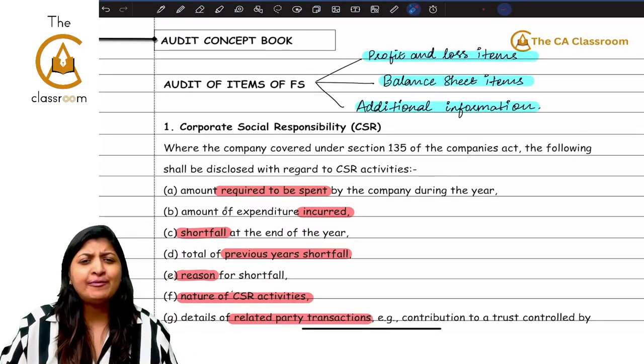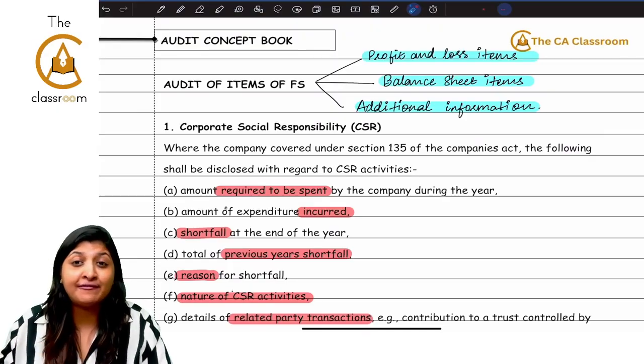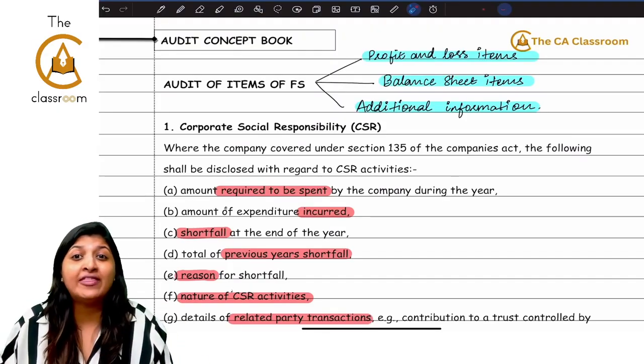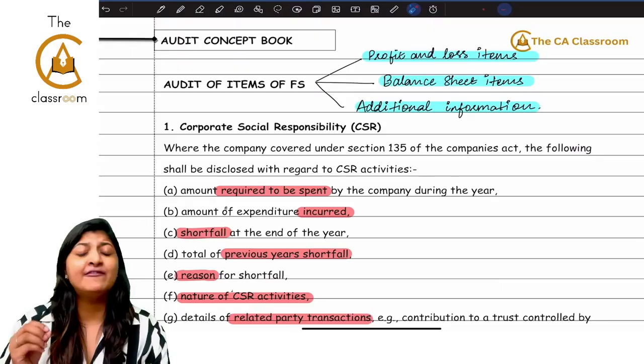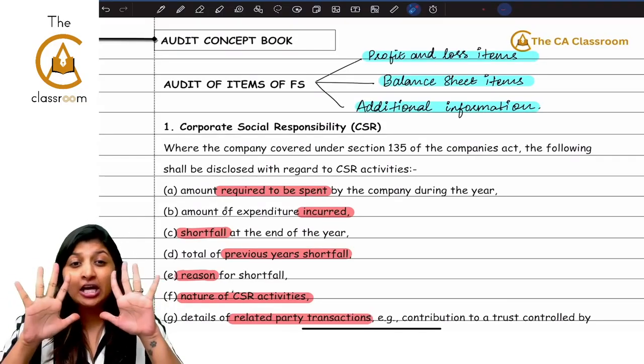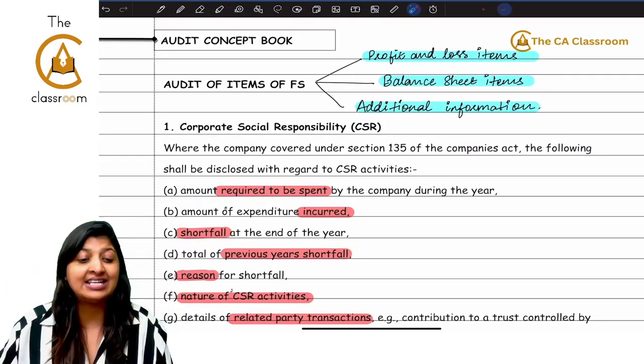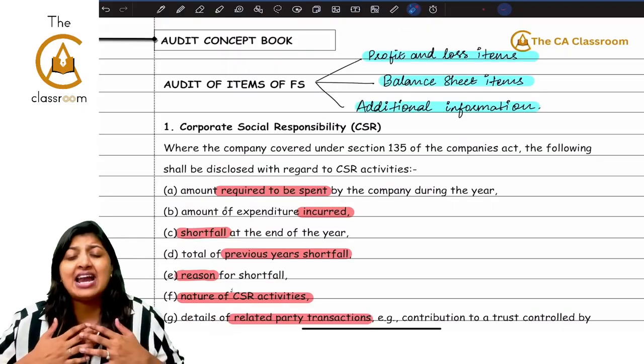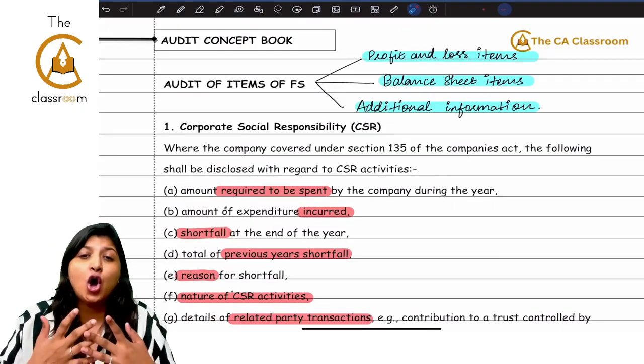Everybody in the comments kept putting, "Ma'am, please revise audit of items of FS. Items of FS, let's do it together, ma'am." Like that, you kept asking. We all know this is a very important chapter. Attempt on attempt, it comes for 10 whole marks, guys. Exam is so close, and I don't want to ignore your comments.